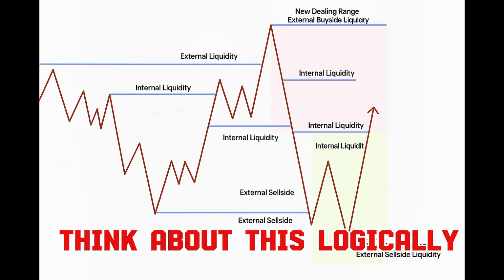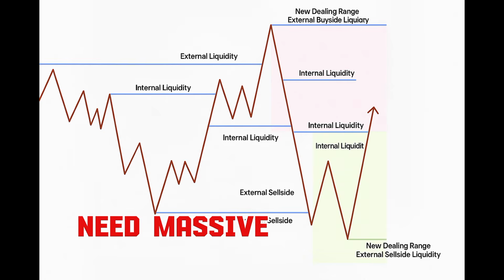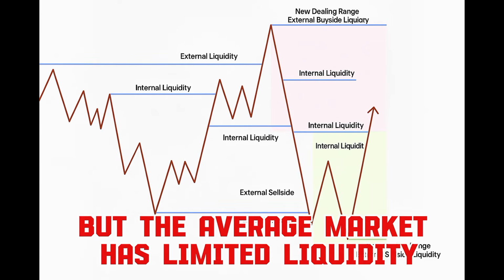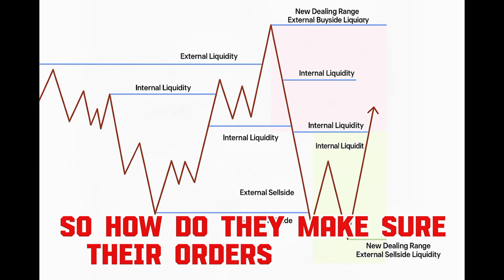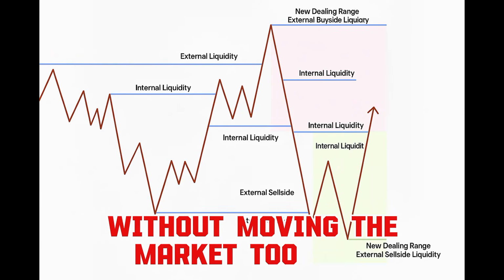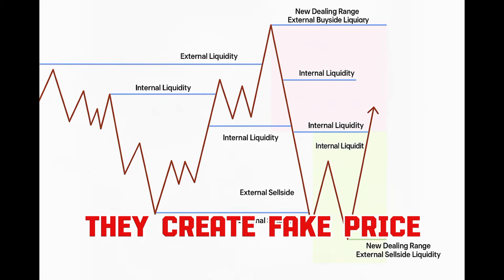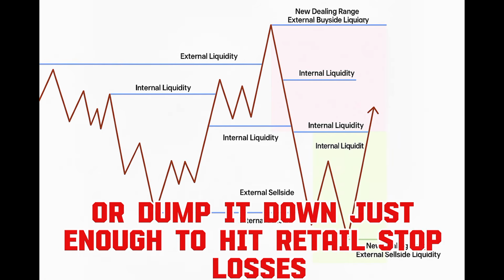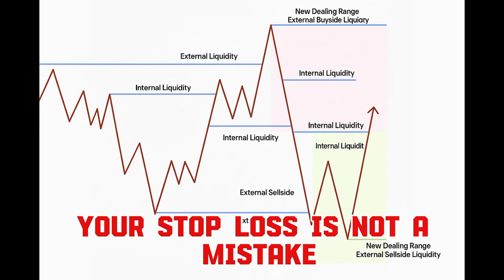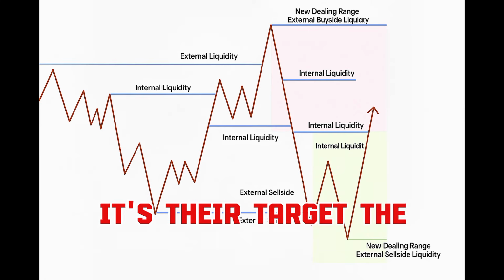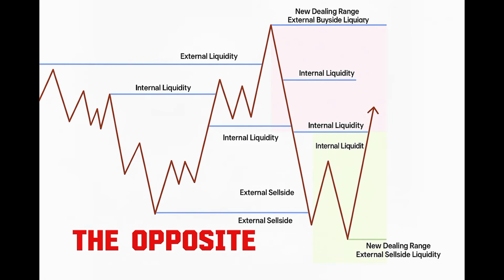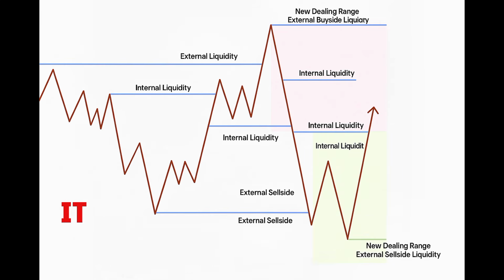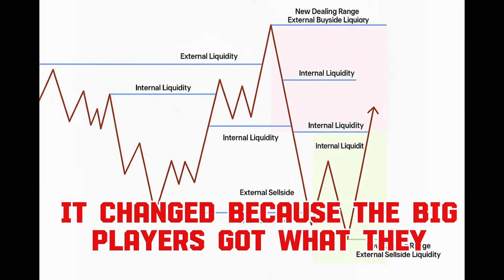Think about this logically. Large institutions need massive volume to open or close trades, but the average market has limited liquidity. So how do they make sure their orders get filled without moving the market too much? They create fake price moves, pump it up or dump it down just enough to hit retail stop losses. Your stop loss is not a mistake, it's their target. The moment they trigger enough stops, the opposite move begins. The price didn't change direction for no reason. It changed because the big players got what they needed.